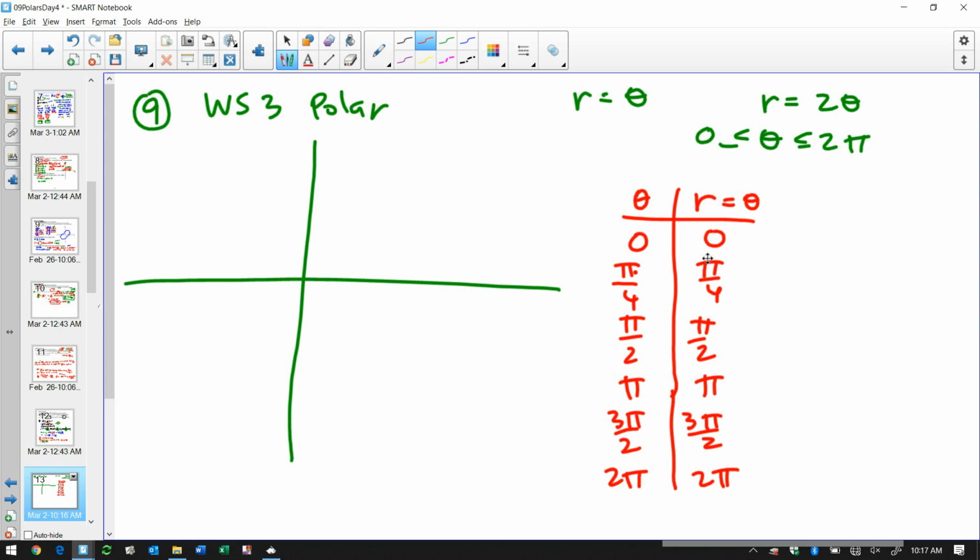Now the thing is, I need to change these to decimals because it's really hard for me to graph how far pi over 4 goes out. So this is about 0.75. I'm just saying pi is 3. This is about 1.5, right? This is about 3. This is about 4.5. This is about 6. I'm just approximating here because I just want to graph, all right? Okay, so let's go over here and let's put in some tick marks.